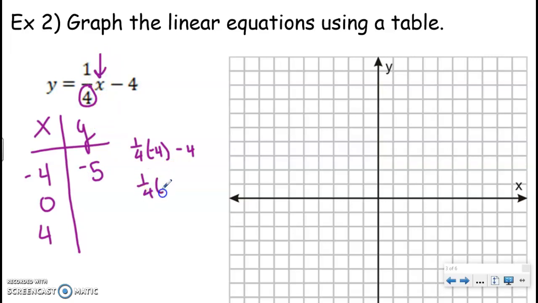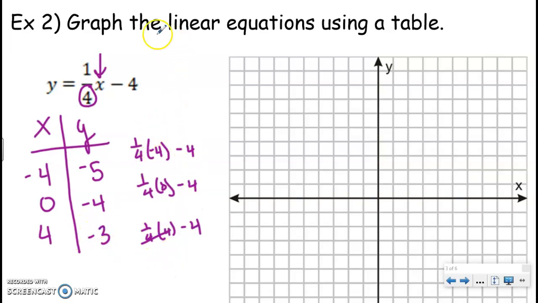Okay, like I said, the 0 is easy. I always try to use 0. So 1/4 times 0 is 0, minus 4 is -4. When I plug in 4, again, because I picked that because it matches my denominator, and I multiply those, my 4's cancel, I actually have 1 minus 4, which is -3.